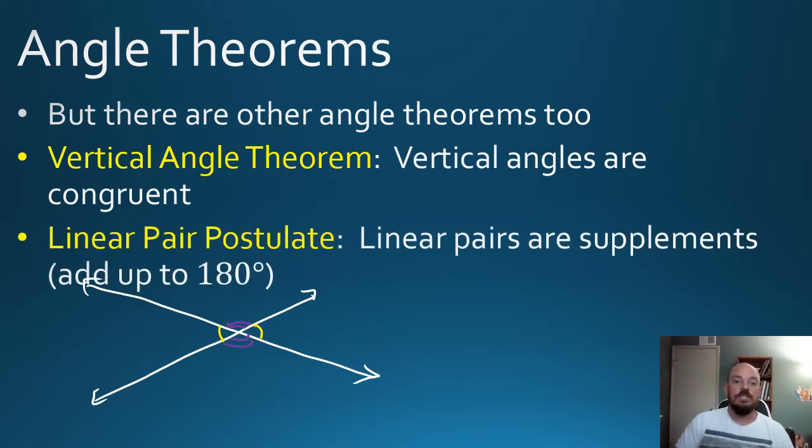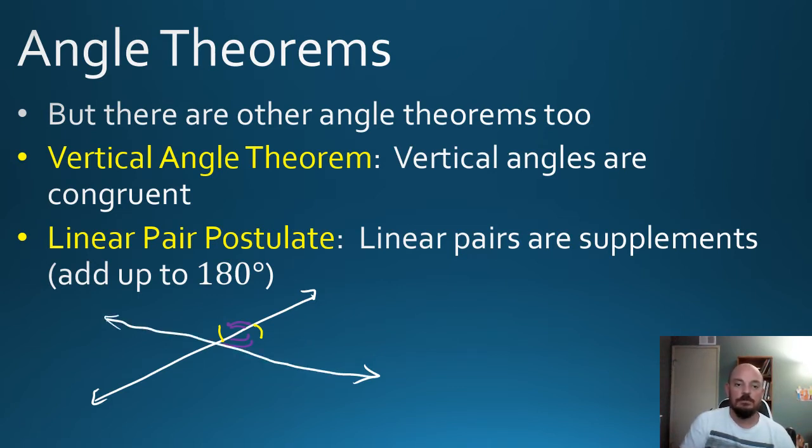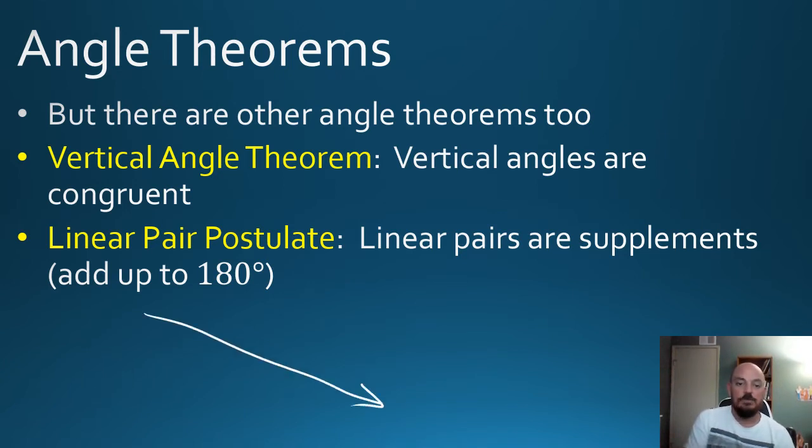Then we learned the linear pair postulate. The linear pair postulate says linear pairs, they aren't congruent, they're supplementary. They add up to 180. So a linear pair, let's just get rid of this and do it in the picture. I can use the same picture actually, but a linear pair are the two angles next to each other.